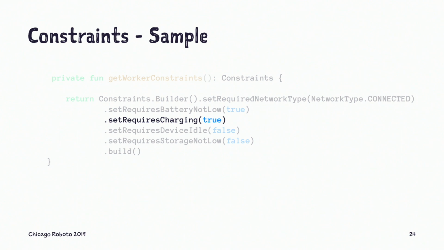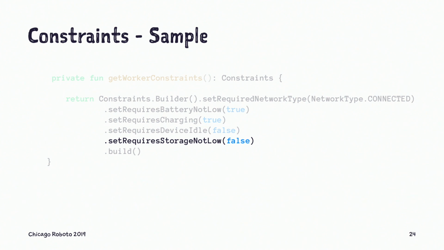Set requires charging is basically whether the device needs to be connected to a charger while this job is executed. So that is one thing you can set as true or false. Set requires device idle as well. Again, as I said, whether you want the device to be totally idle before your job is being run is something which you can control. Set requires storage not low. This is again what I mentioned, how much you require the storage as a constraint. Like, if he's running low on storage on his device, then your work will not be executed.